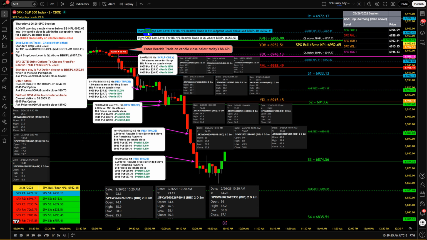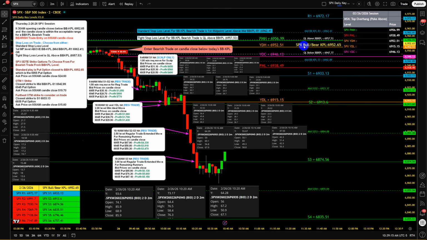With this indicator, your stop loss levels for a trade off of the BBKPL level are going to be two different ones. One is your standard stop loss level for a BBKPL bearish trade, which is the first midpoint level above, the mid BBKPL R1 level here. Or if you prefer to use a tight stop loss level on your trades, then the QL level above the BBKPL is your tight stop loss for a bearish trade taken off the BBKPL level.